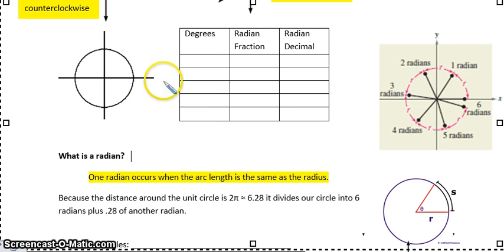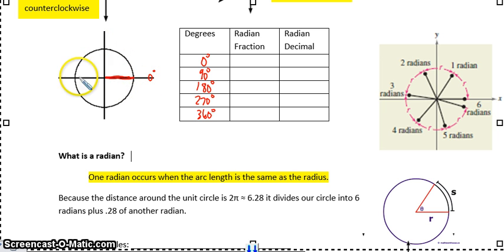So the next concept I want to talk to you about is looking at some specific angles when we draw them. And those specific angles we're going to talk about are 0 degrees, 90 degrees, 180 degrees, 270 degrees, and 360 degrees. So what we have here is an XY axis. And if we were to draw a 0-degree angle, we'd start off by having our initial side here. And that would be 0 degrees right there.